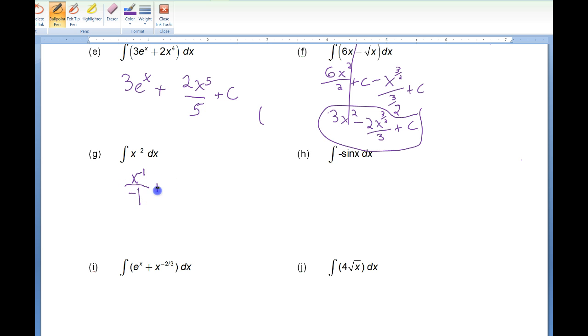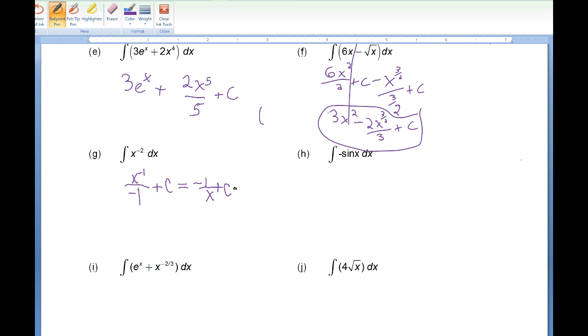All right, so just power rule, right? X to the -1 over -1 plus c. So -1 over x plus c. You got the plus c.